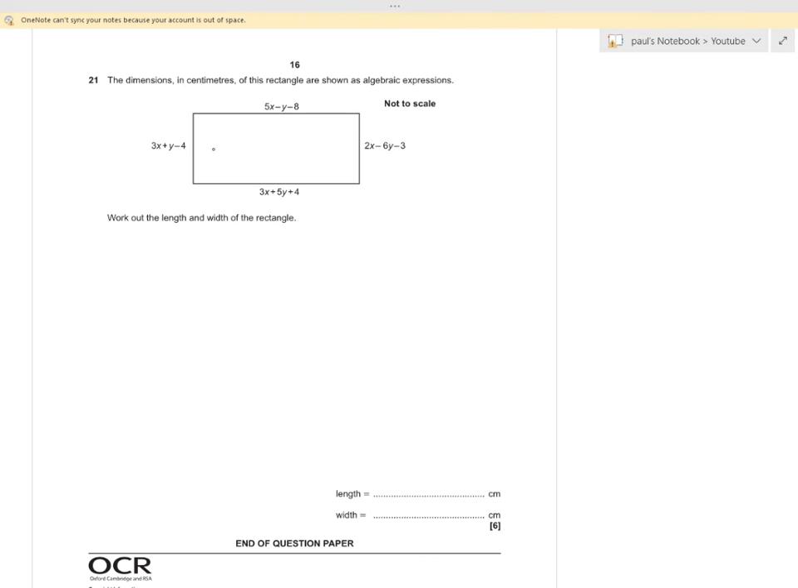then it looks as though, can we turn these into simultaneous equations, possibly? So let's try 3x plus y minus 4 equals 2x minus 6y minus 3. So let's take 2x away from that. So I've got x plus y minus 4 equals minus 6y minus 3.